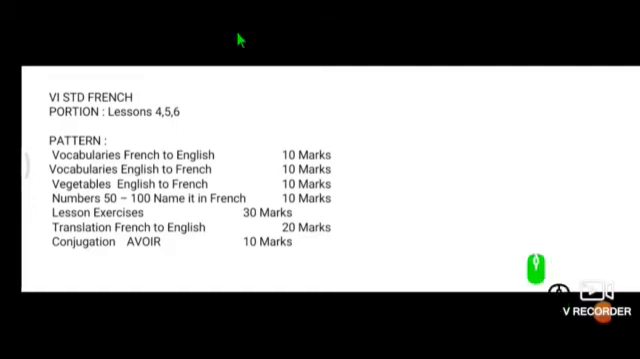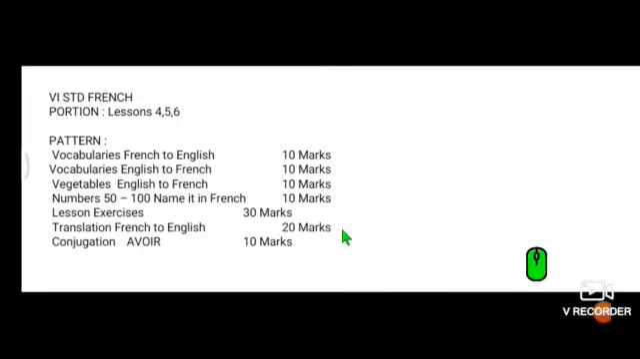So today we are going to start our half-yearly revision. So let's start with the portion first. Your portion for this half-yearly will be lesson 4, 5 and 6, and this is how your question paper is divided.